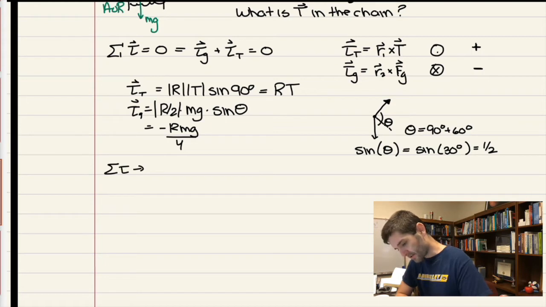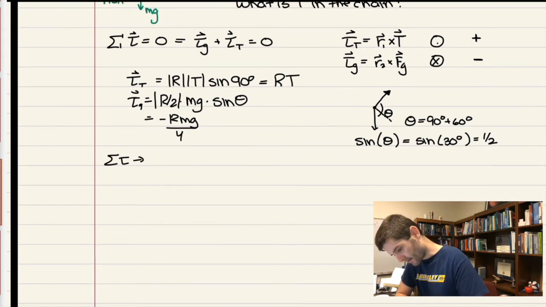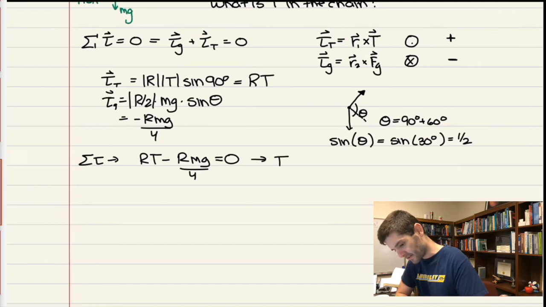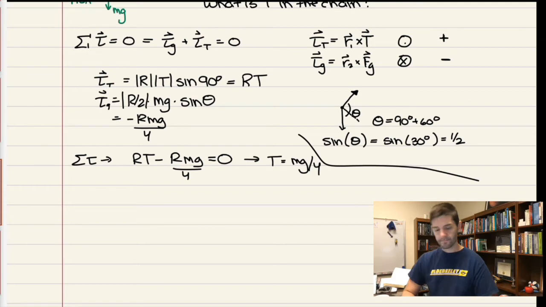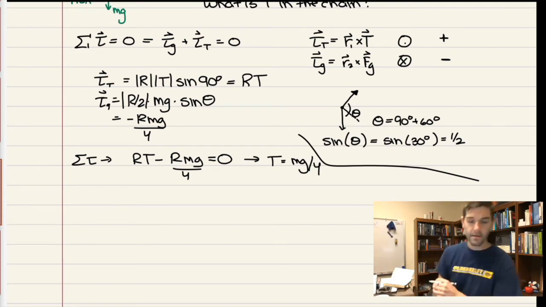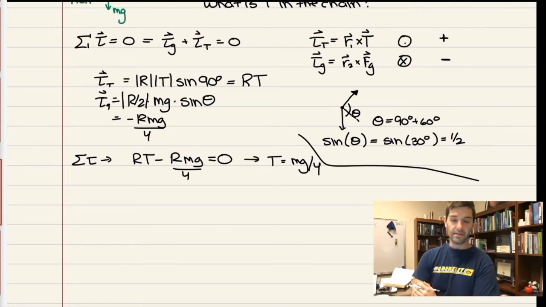The sum of the torques then implies that RT minus R mg divided by 4 equals 0, which implies that T equals mg divided by 4. So the tension in the chain is 1/4 the weight of the drawbridge in this case.